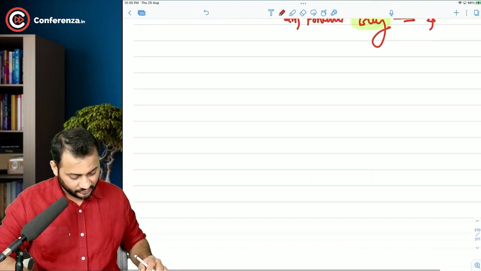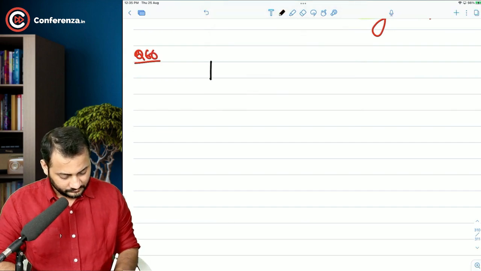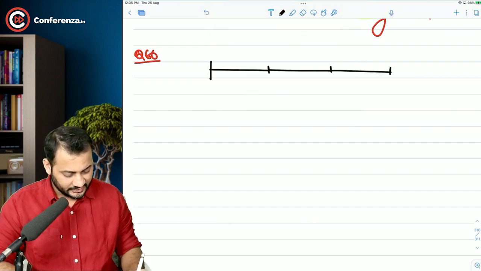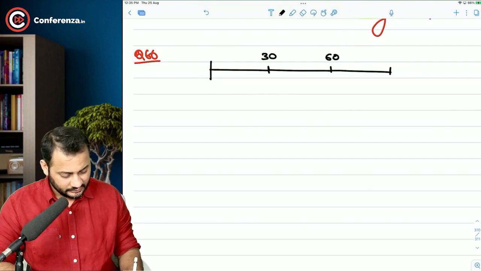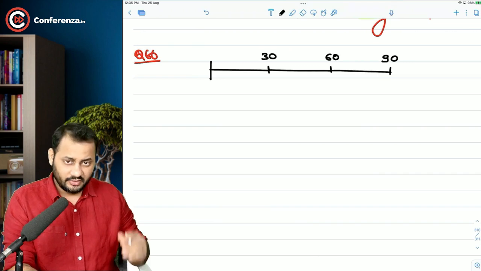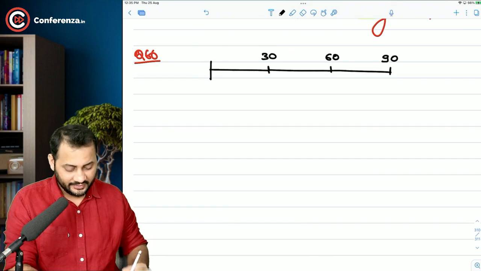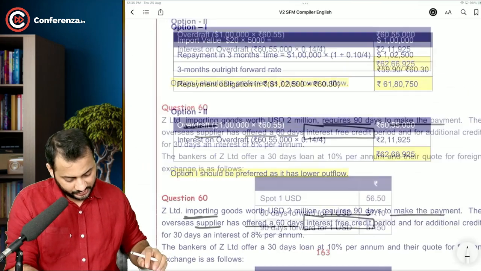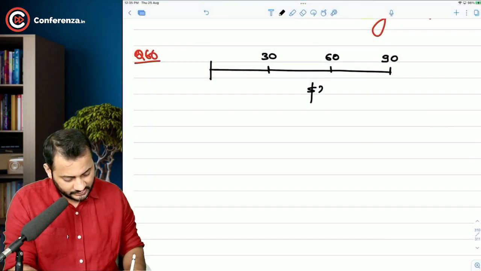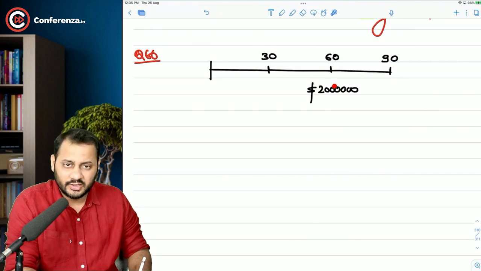I will just draw it here: 30 days, 60 days, 90 days. So he's saying that till 60 days, you can make the payment without any interest. How much? $2 million. So that's around 20 lakh dollars. If we make the payment after 60 days and for this much amount, it's very simple.